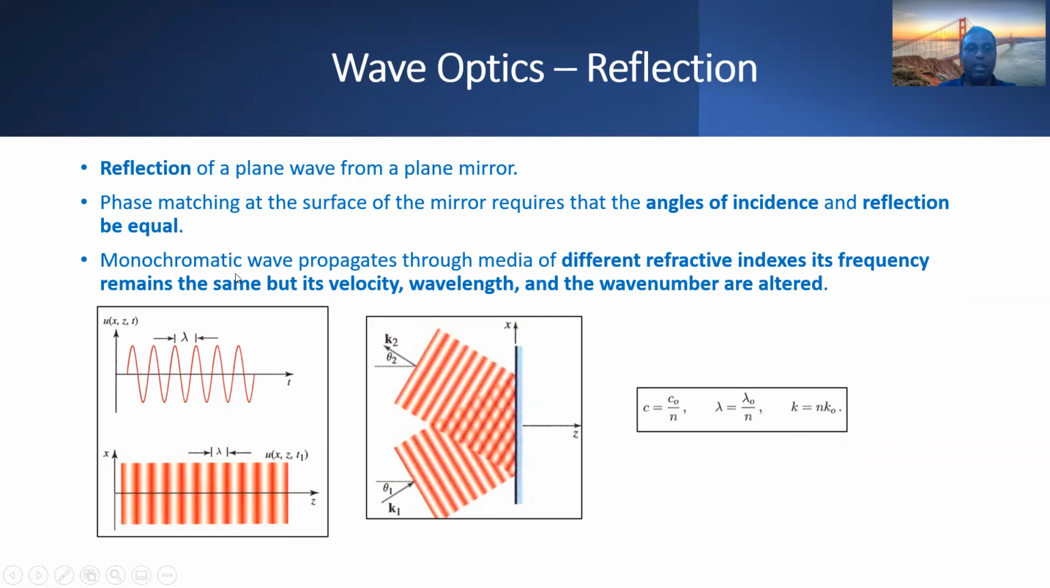Okay. A monochromatic wave propagates through media of different refractive indexes. Its frequency remains the same, but velocity, wavelength, and wave number are altered. That's shown in this diagram, where the wavelength is altered whereas the frequency remains the same. The speed we can compute using c naught over n, the index n, and also the wavelength. We should be able to get the wavelength naught divided by the index, as well as the wave number.